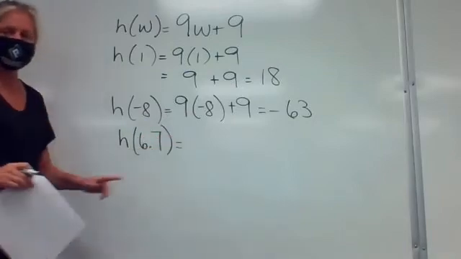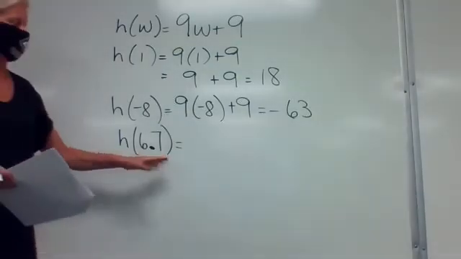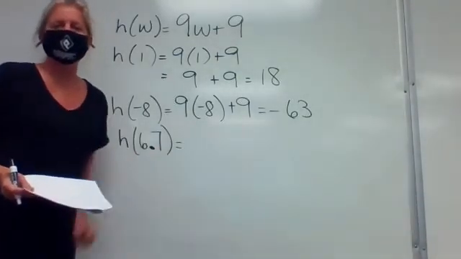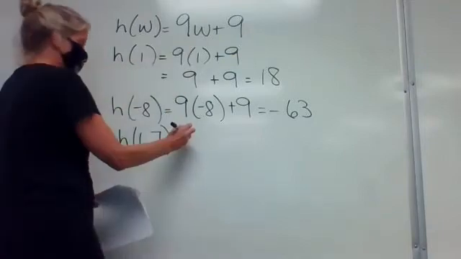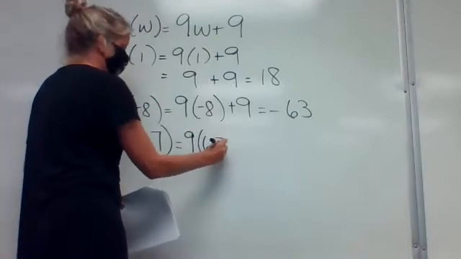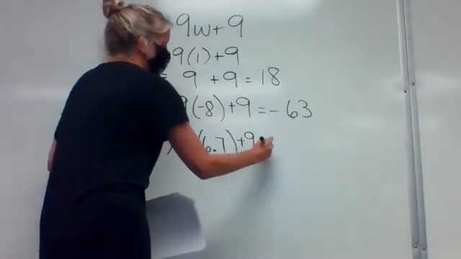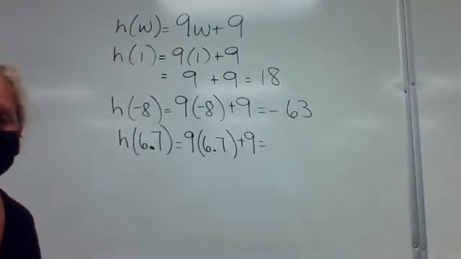This one gives me a decimal. 6.7. I don't care though. I've got a calculator. I'm just going to do the same thing I did on that last one. 9 times, replacing w with 6.7 plus 9. I'm going to get your money's worth out of this calculator.